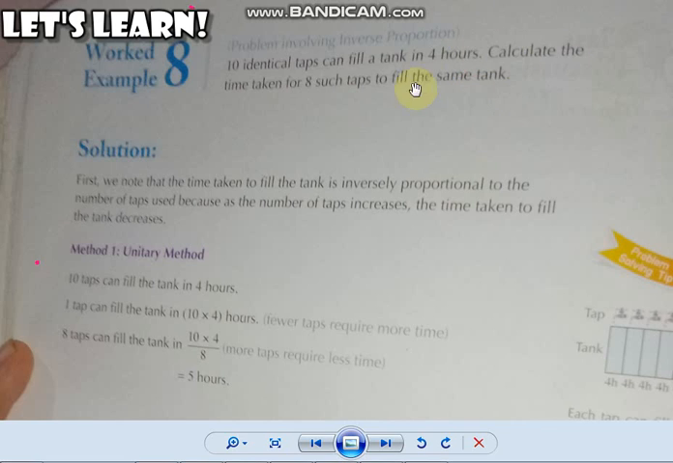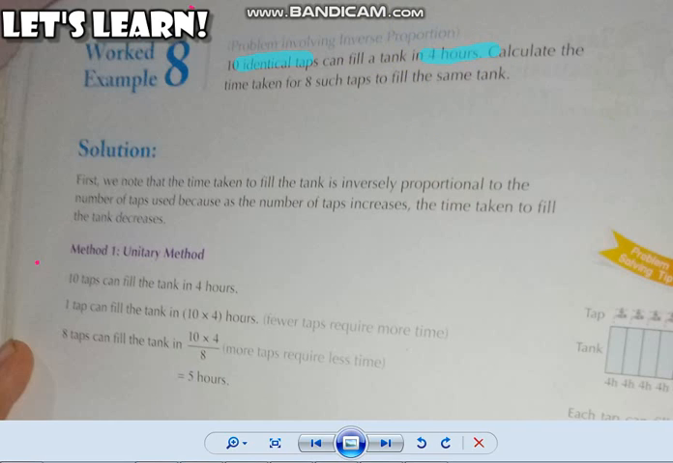Now the question is, we need to calculate कि अगर हमारे पास 8 taps यूज़ हो रहे हैं उस टैंक को fill करने के लिए, how much time will it take? So you can see that in the question we are not told कि हमें equation बनाना है, हमें कुछ भी करना है. So my first step is I am going to recognize which 2 things are being connected. So the first thing is the tap and the second thing is the time, right? टैब्स को कंपेयर किया जा रहा है टाइम के साथ.